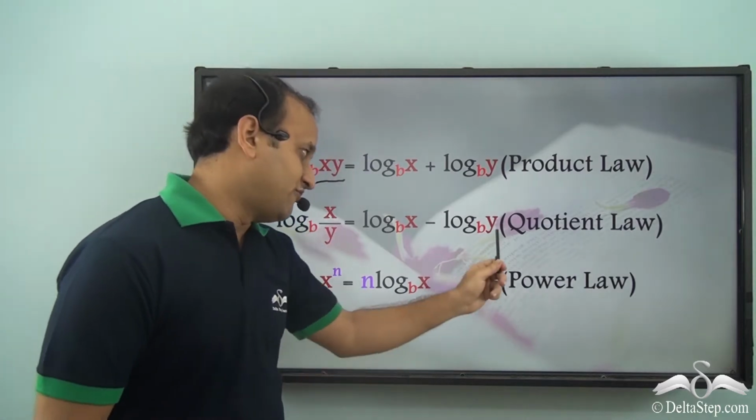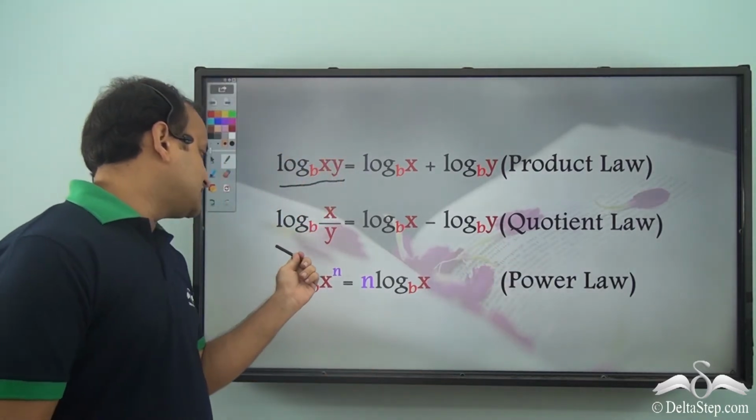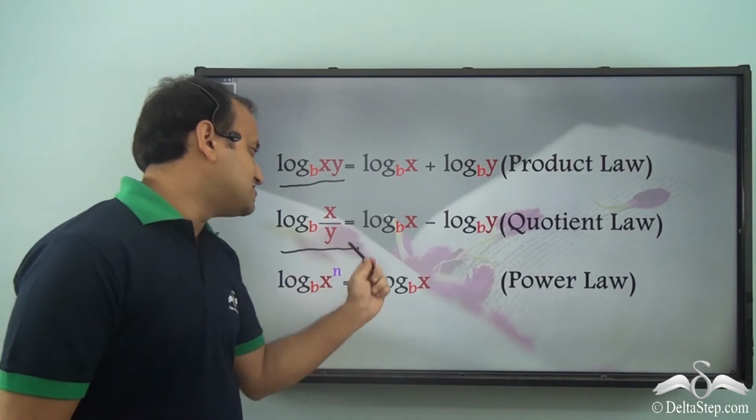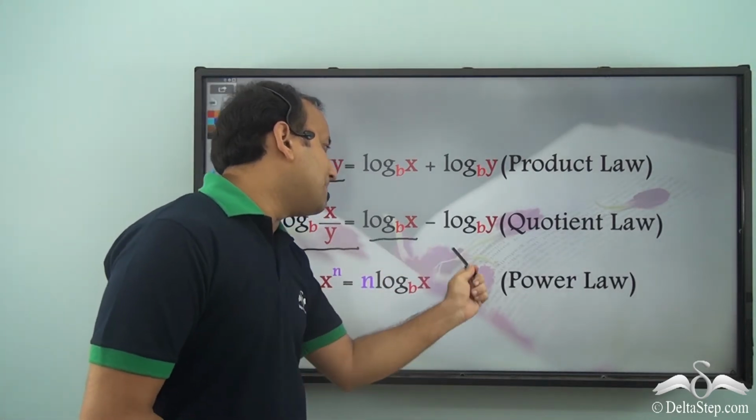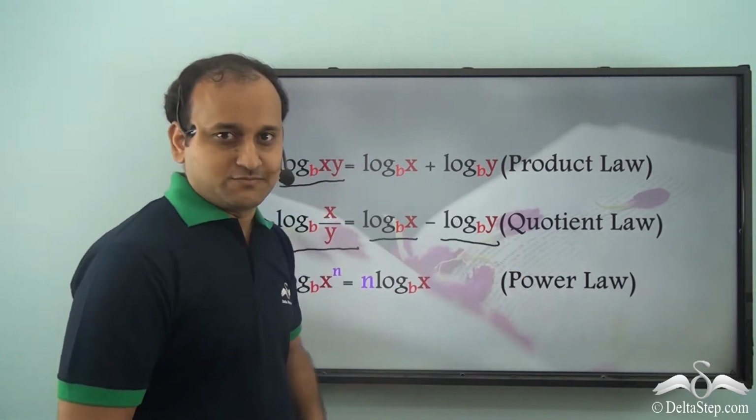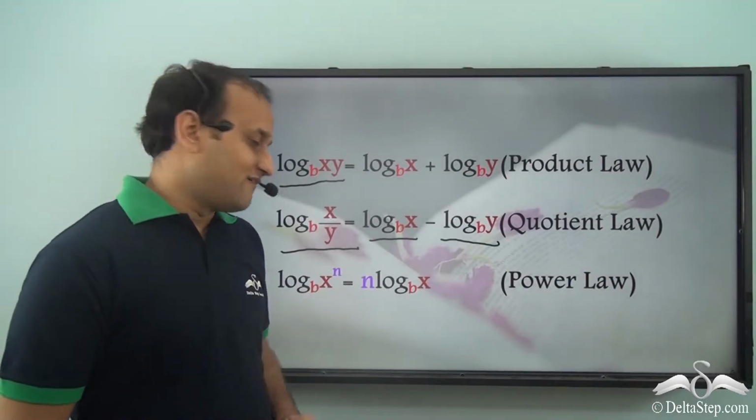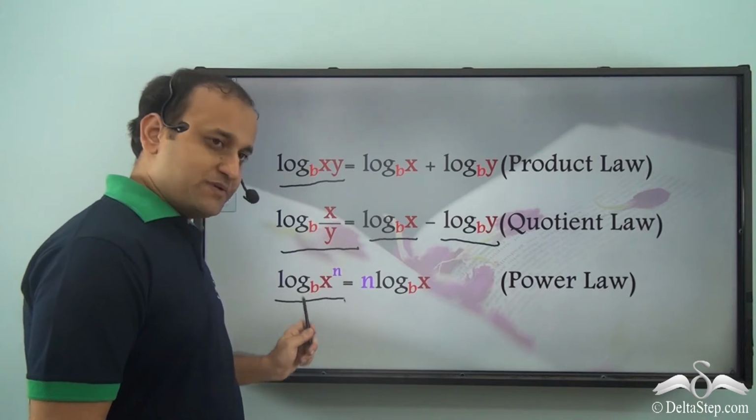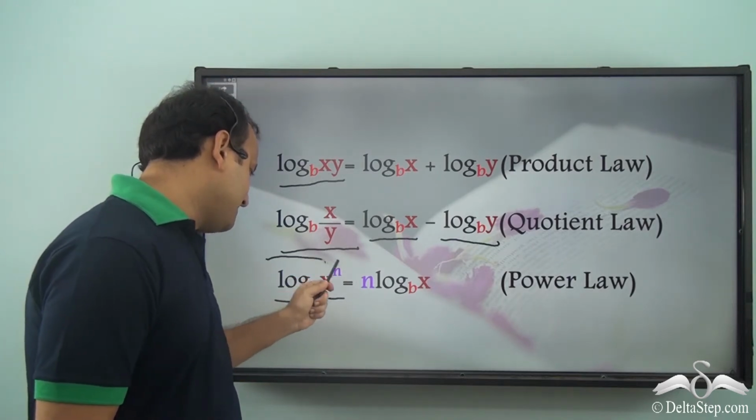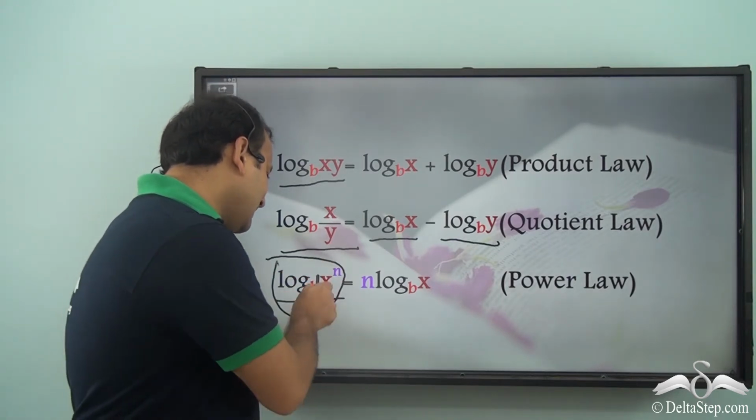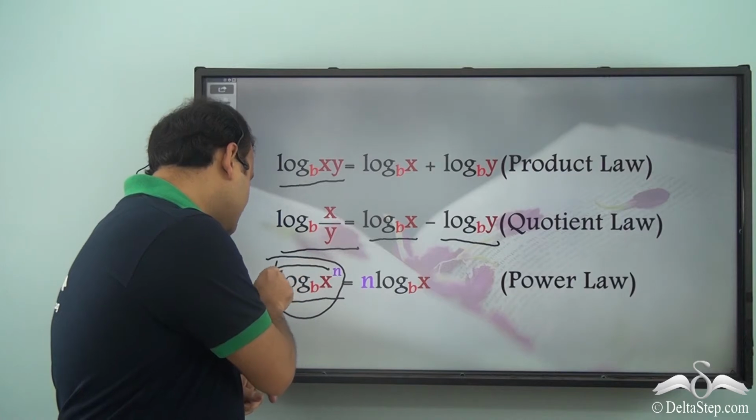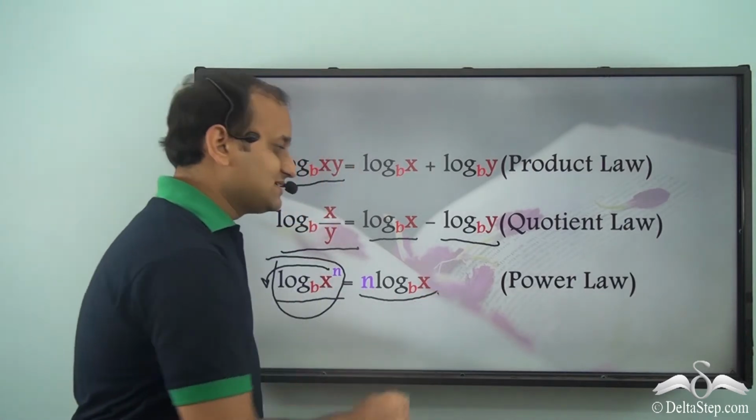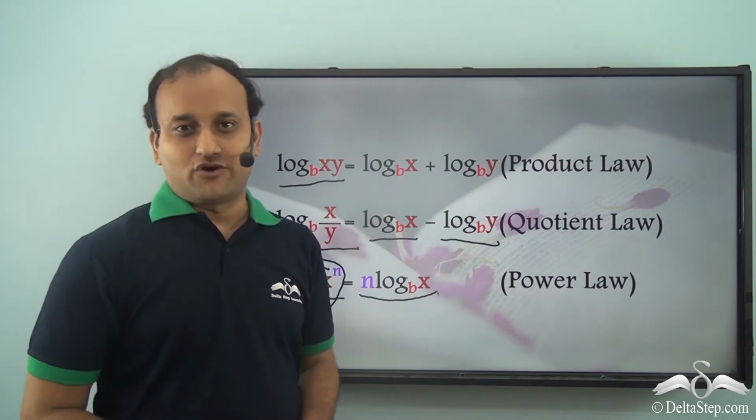then this can be written as log of x to the base b plus log of y to the base b. Similarly, for quotient law, if we have an expression in the form of log of x by y to the base b, then this can be written as log of x to the base b minus log of y to the base b. Similarly, for power law, log of x to the power of n to the base b, if we have an expression in this form, then the n, the power, moves here. So we have n log x to the base b. That is the power law of logarithm.